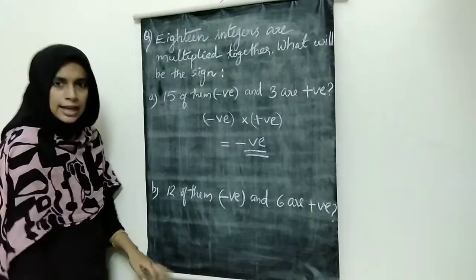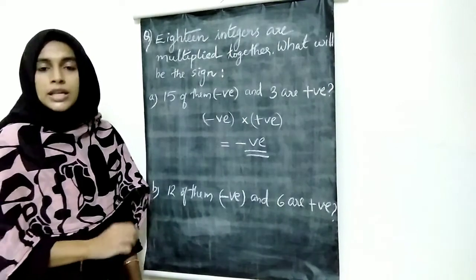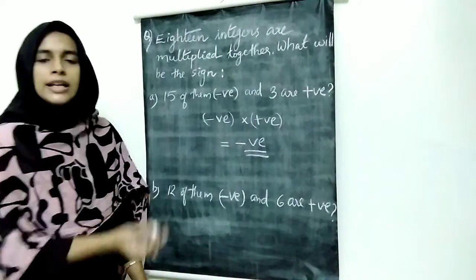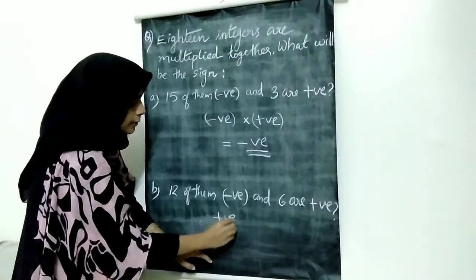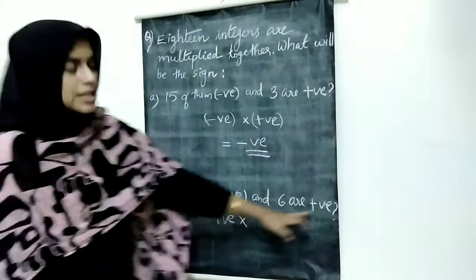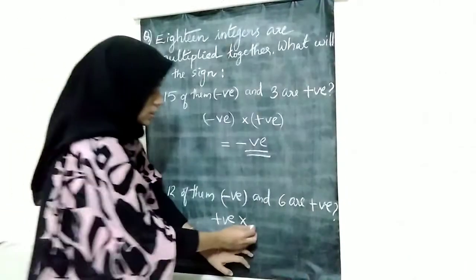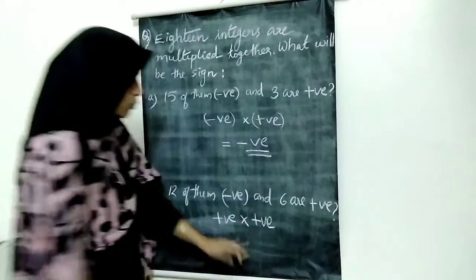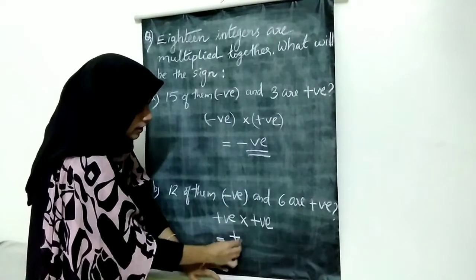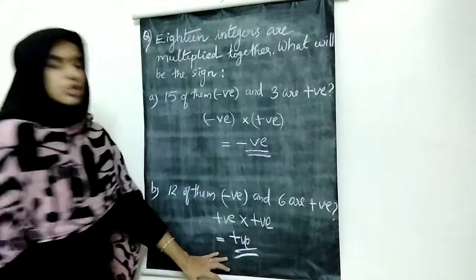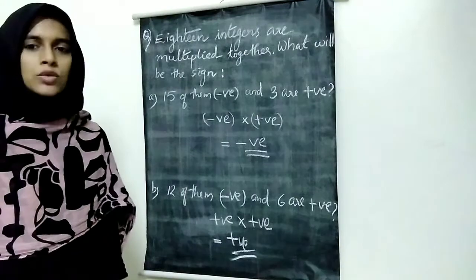Same way, move to the second question. 12 of them are negative. 12 is even number. So, even negative integers when you multiply will get positive. 6 are positive. When you multiply 6 positive integer, answer also positive. Now, positive into positive, positive. Okay. So, positive is the second question answer. Clear? Move to the next question.